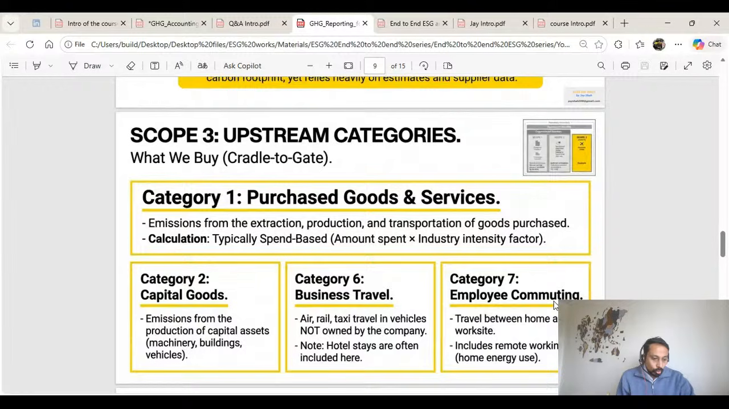What determines in scope 2 when to use market-based and location-based? Market-based is definitely if you have any kind of agreements with your suppliers who are providing electricity services, and location-based is based on the location, region and country.